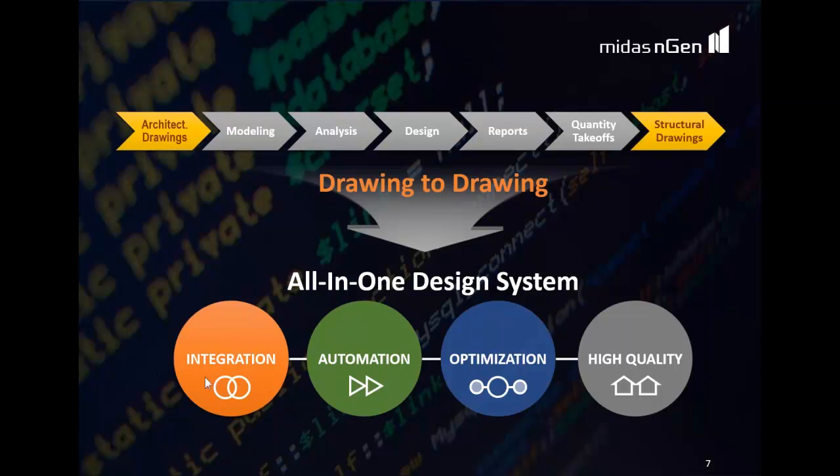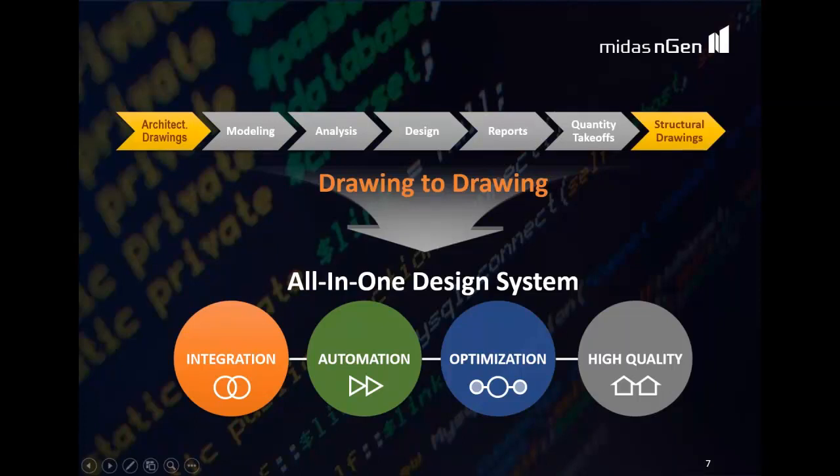It can integrate architectural drawings into modeling. Then there are many automated features in the software which we will see today. And there is steel as well as RC optimization when it comes to design. And you can also generate high quality reports from MIDAS nGen itself.